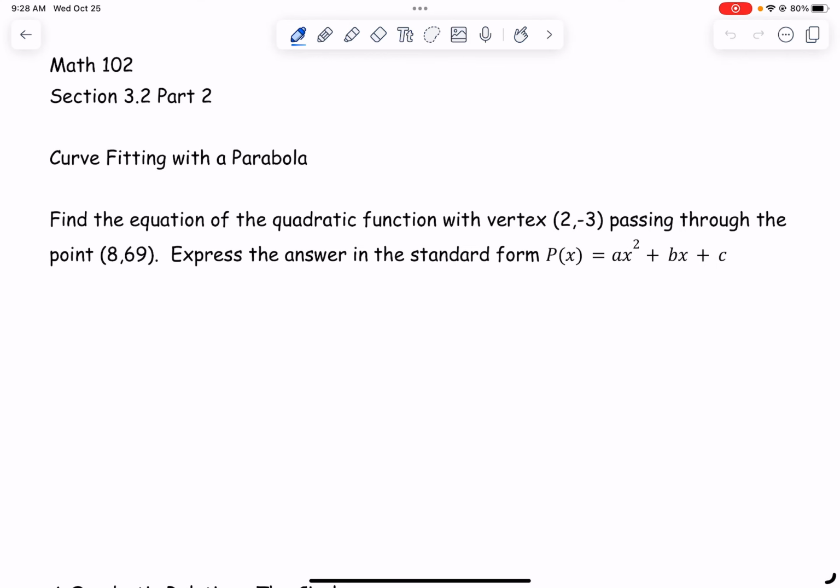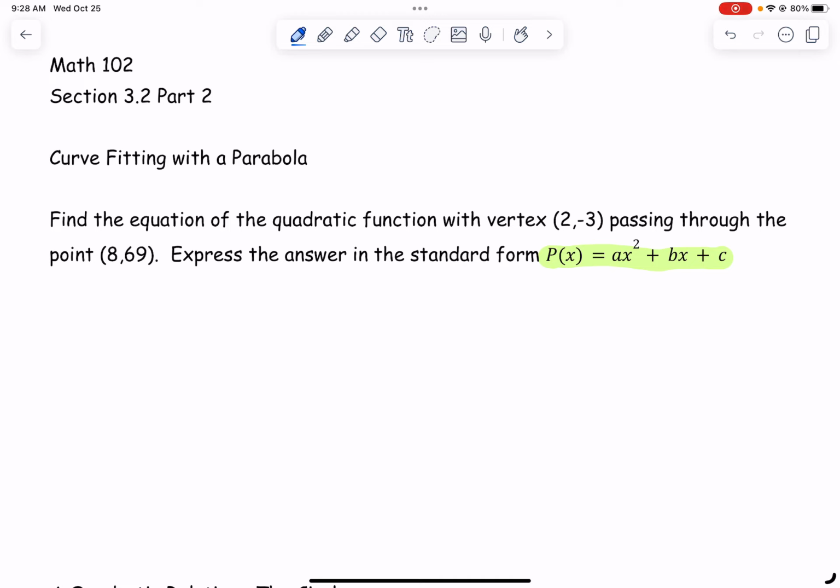So as we look at the second part of section 3.2, a couple things we want to do. First thing is we want to go backwards. We want to be able to find a parabola that's going to fit a particular curve. So take a look at the example. Find the equation of the quadratic function with the vertex of (2, -3), passing through the point (8, 69). Now, notice that they'd like us to express this answer not in vertex form, but in standard form.